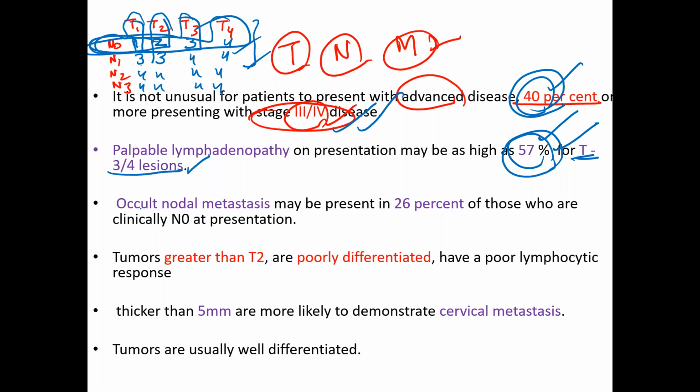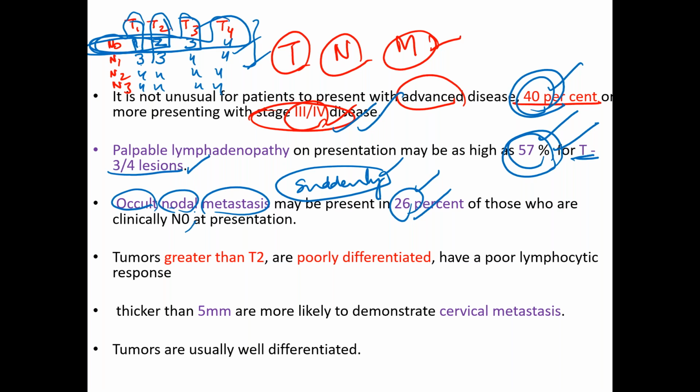I'm just telling you. There is something called occult nodal metastasis in 26% of cases. An occult node is a suddenly discovered node. You don't know that the node is there, but it is suddenly discovered, in the 26% who are N0. You think that he is N0, but you have occult nodal metastasis in 26% of the cases.